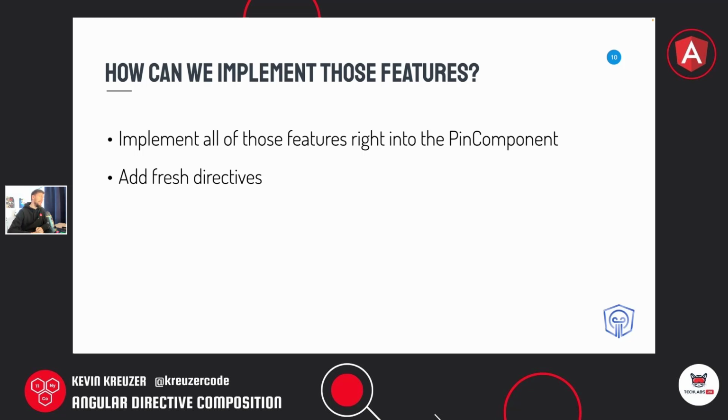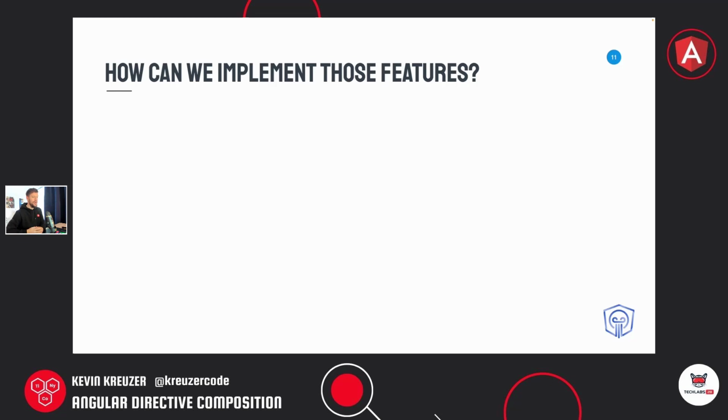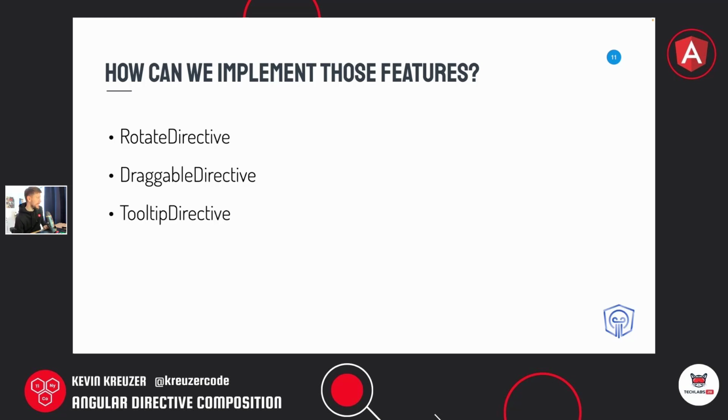And there's a third option, which is that maybe in our repository this functionality already exists. So maybe we already have some tooltip directive, or some draggable directive, or a rotate directive. And as you can imagine, for this talk, because I don't want to watch me implement all those directives, we already have a rotate directive, we already have a draggable directive, and we already have a tooltip directive. So cool, this should be pretty easy to achieve.